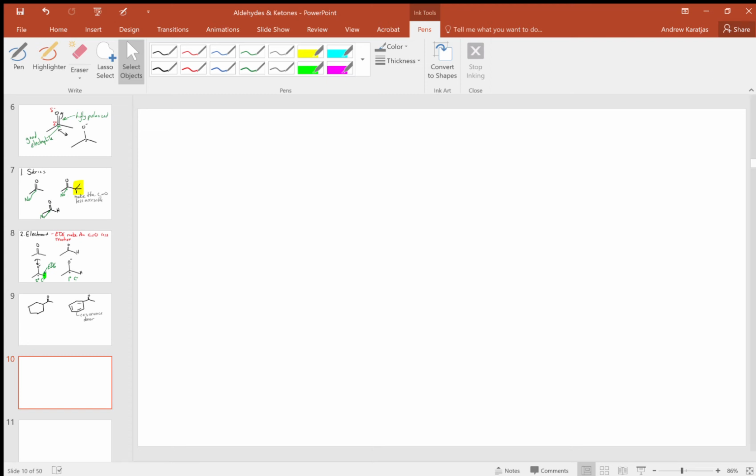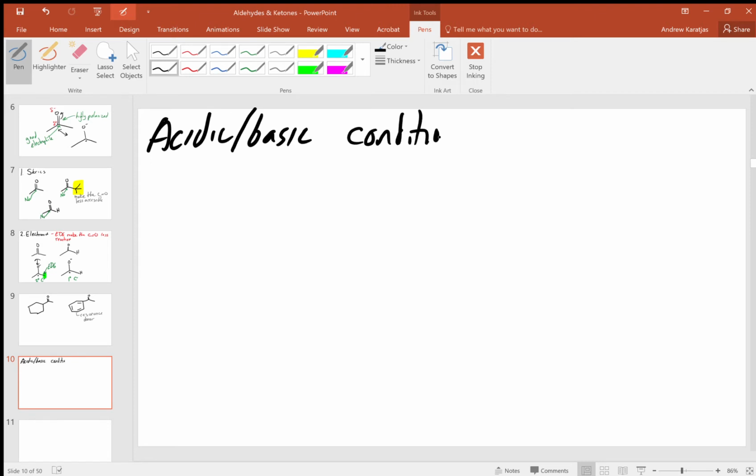So when it comes to addition reactions to aldehydes and ketones, they can happen both under acidic and basic conditions. In addition, if a carbonyl is conjugated, then we have a second factor that we have to worry about. So let's start with acidic conditions, and we'll look at both possible things that could happen.